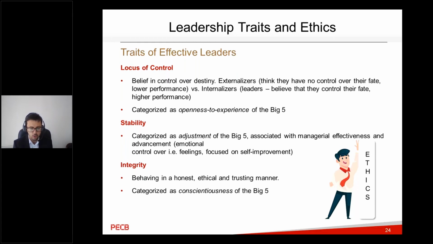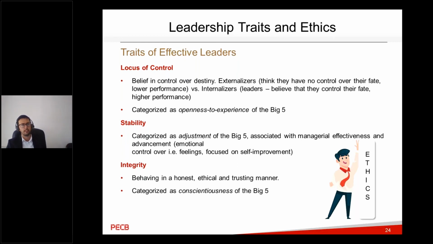It has also been shown that effective leaders have a good understanding of their own weaknesses and strengths, and they are oriented towards improving themselves rather than simply defending their positions in the face of failure or in the aftermath of the failure. And then we also have integrity as part of successful leaders' traits.